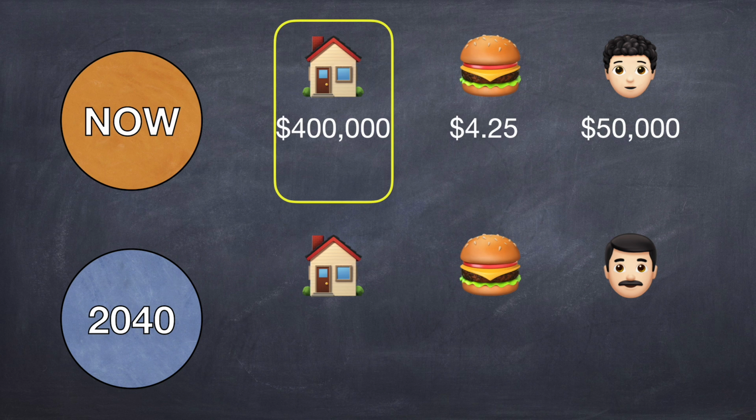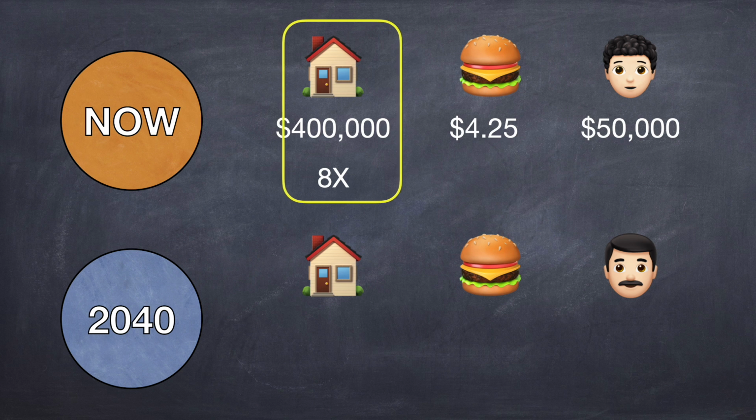So again, first let's get the ratio of housing. We're going to take the average house price divided by your salary. That gives you 8, which means the average house is 8 times your salary here. Let's move to hamburgers.